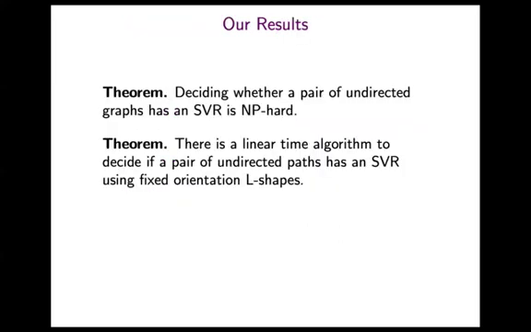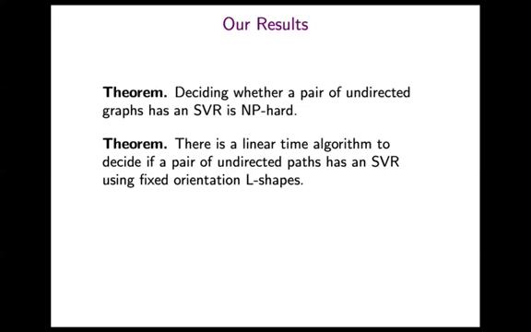So here are our two main results. Roughly speaking, our first result is a hardness result that says that deciding whether a pair of undirected graphs has a simultaneous visibility representation is NP-hard. What's interesting about this result is that the graphs we used in our proofs were fairly simple ones. And so this result really limits the families of graphs for which we can reasonably hope to efficiently determine a simultaneous visibility representation. This motivates our search for a family of simple graphs for which this is possible.